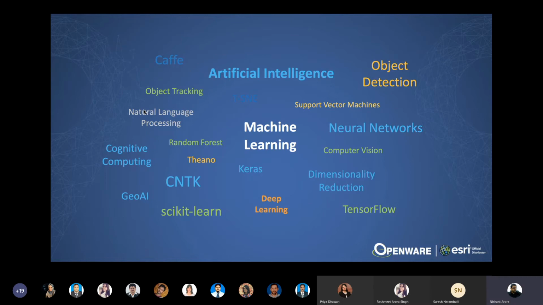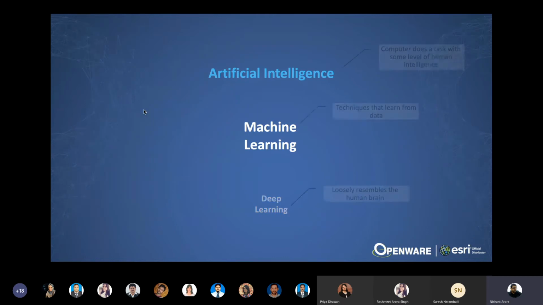Great. So artificial intelligence and machine learning are some of the most important and fascinating concepts in today's world. You see a lot of terminology thrown around, like object detection, random forest, CNTK, machine learning, deep learning, and all the buzzwords that can get confusing, especially when we are trying to find the right tools to solve the spatial problems that we have. So today we will boil it down to the three main ideas: artificial intelligence, machine learning, and deep learning.